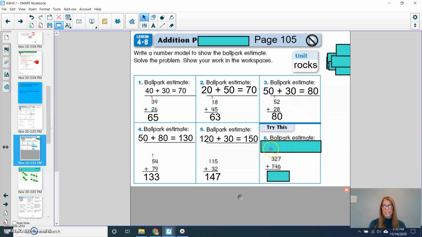For the try this, 327 I rounded to 330. 146 I rounded to 150. My estimate would be 480. Then I know 7 plus 6 is equal to 13. I carried my 1, put my 3 below. 4 plus 2 plus 1 would bring me to 7, and 3 plus 1 would be 4. So 473. Now let's talk about the bottom half of the page.